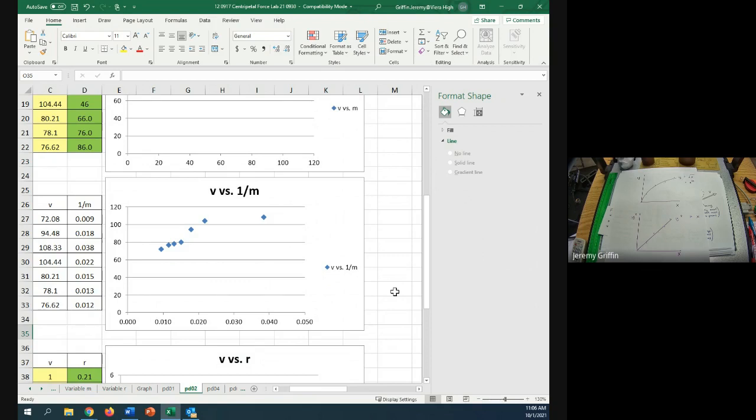I do see from this point of view that as one variable increases, the other increases. Of course, one of those is a reciprocal, but sorry. Okay. Is that graph showing a direct relationship? Exactly.